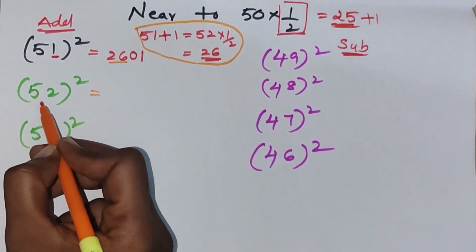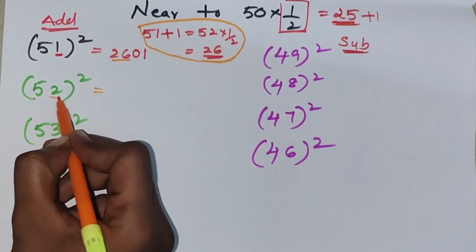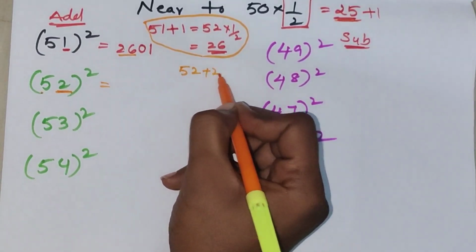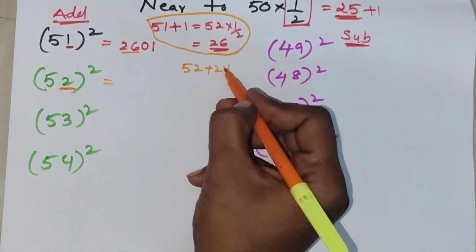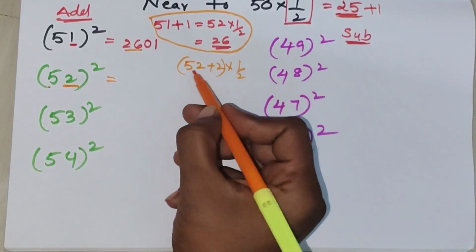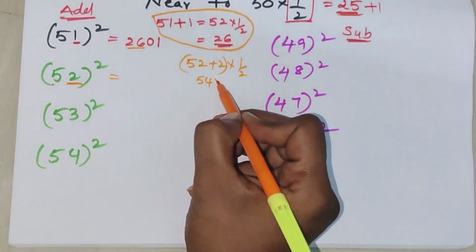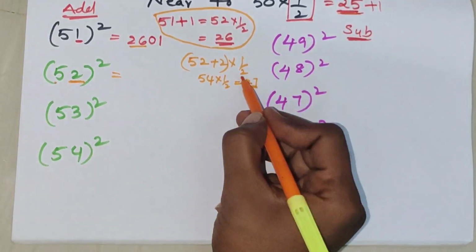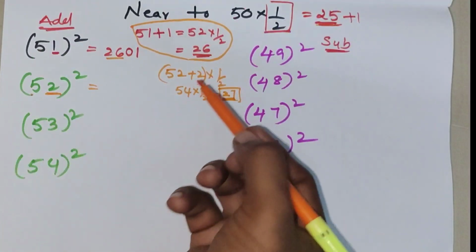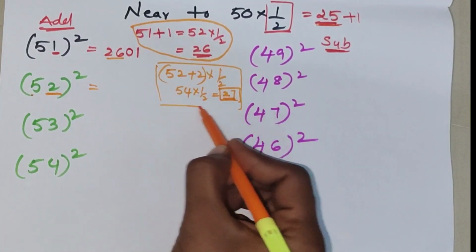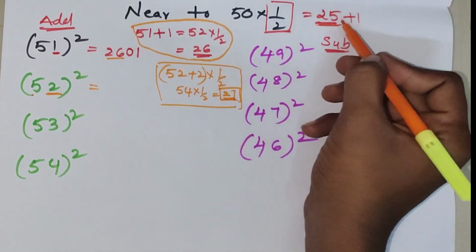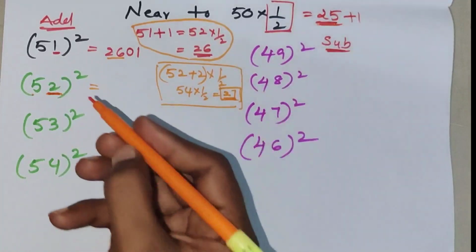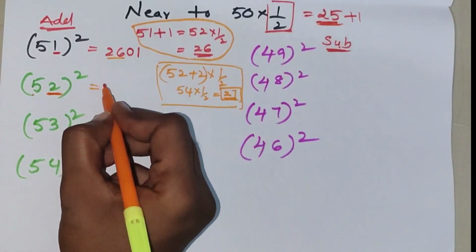See here, 52. How much more than 50? It is 2 more. Then what we need to do, actually 52 plus 2 we should do. Again we should multiply this entire number with 1 by 2. Then 54 into 1 by 2, we get 27. Without doing this many steps, I am going to explain a very simple trick. Directly add 2 here. Whatever is more than 50, we add directly here. Then 25 plus 2 gives us 27.